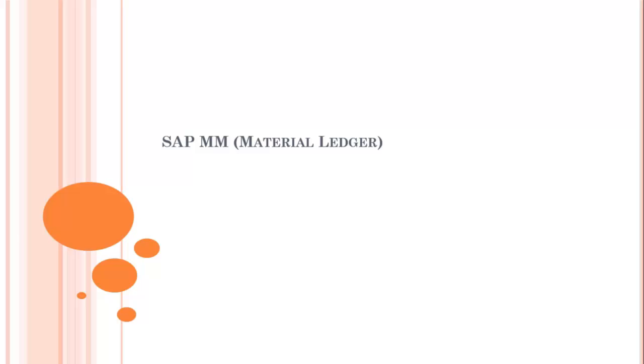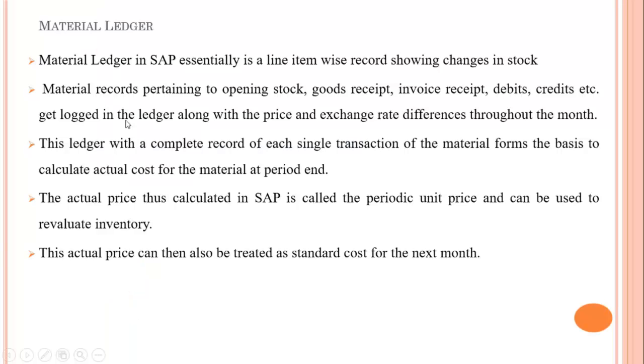Now in today's session, we are going to discuss the material ledger in material management. So first of all, what is the material ledger? The material ledger is responsible to record all the things regarding the materials used. Okay, so the material ledger in SAP is essentially an item-wise record showing the changes in the stock.